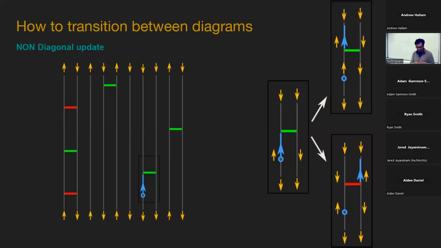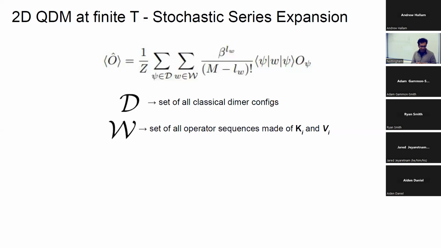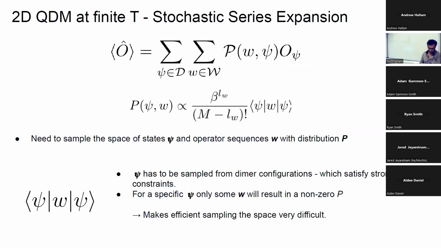That's roughly the idea of the stochastic series update. Now, the question is, can we do this in the dimer configuration?